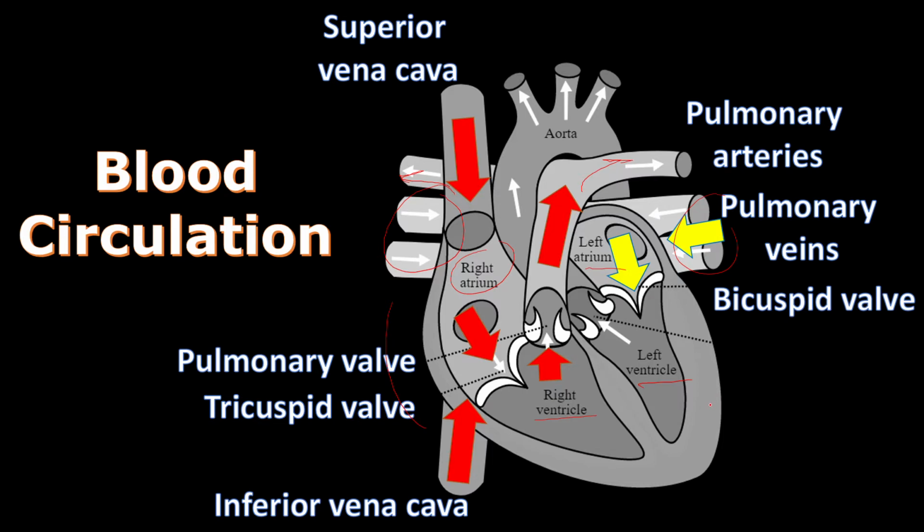Once the blood enters the left ventricle, it goes now through this structure called the aortic valve. And finally, blood goes to the aorta. From the aorta, the blood leaves the heart and then circulation takes place now.